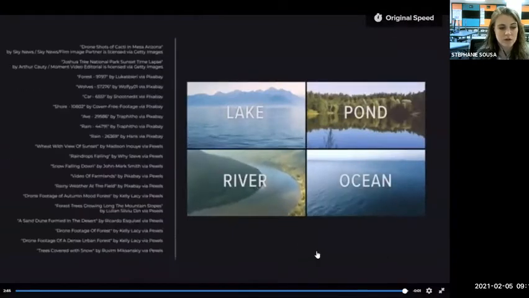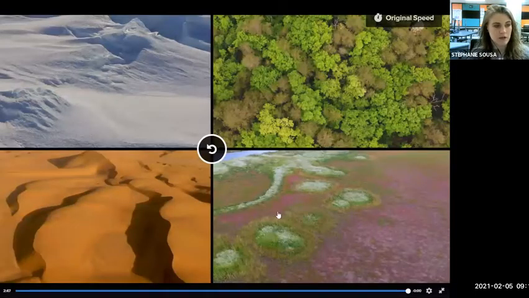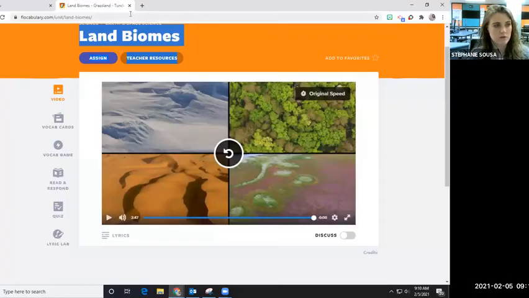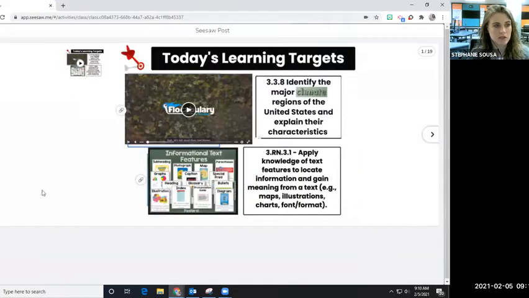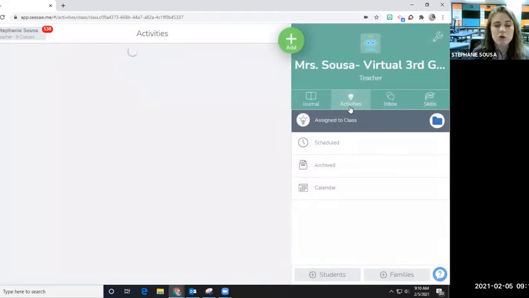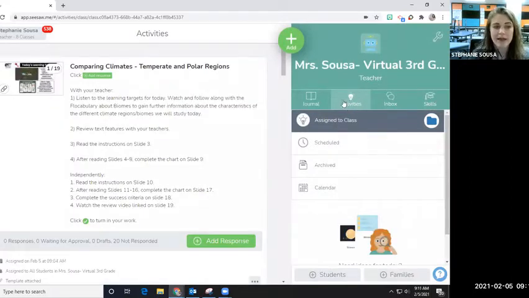All right. So that's just a quick review of our different climate regions and types. You guys are familiar with those. We're going to continue on in our investigation today about them. You are today going to use text features to locate information and gain meaning from a text. So we're using text features to figure out the characteristics of the major climate regions. If you have not already done so, please click on the activities to refresh. Go ahead and click on that add response button.